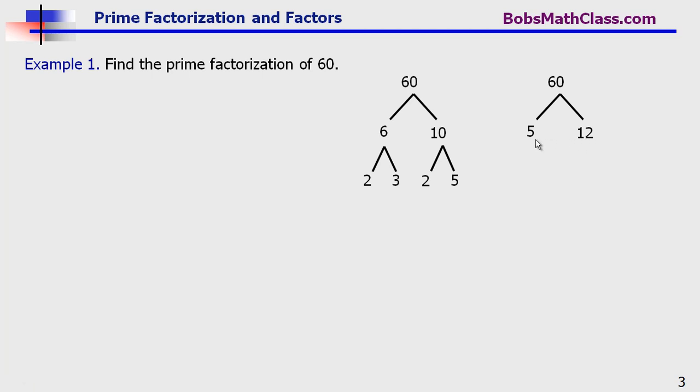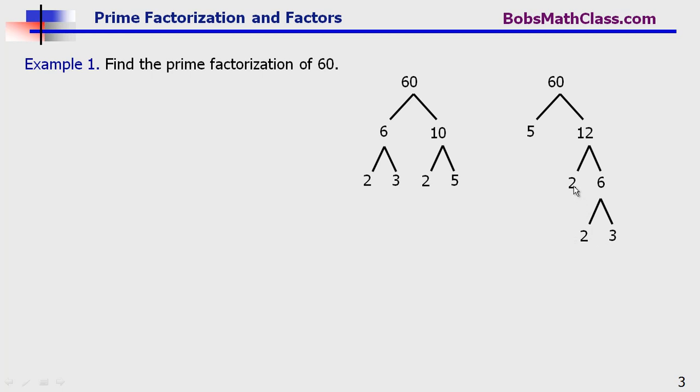Is 5 prime? Yes. 12? No. So we could use two factors to multiply to be 12. You could either use 3 and 4 or 2 and 6. I use 2 and 6 here. 2 is prime, but 6 is not. That's 2 times 3. Okay, so either one.